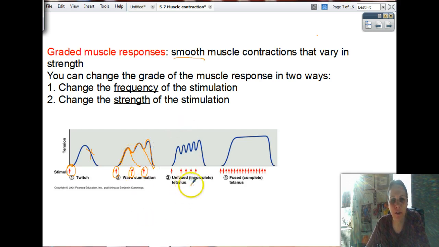There's another one, it's called unfused or incomplete tetanus, and that's where my stimulations come so close together that my muscle doesn't get a chance to fully relax, and so it kind of twitches.